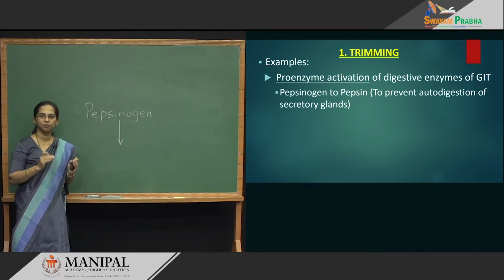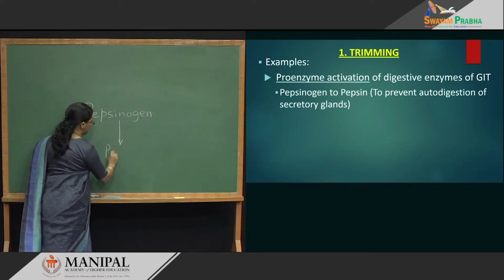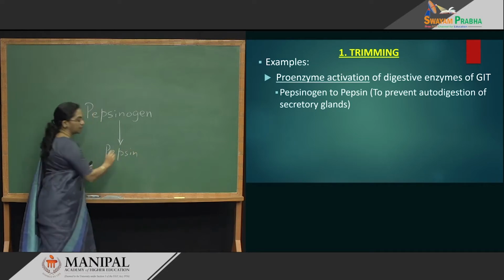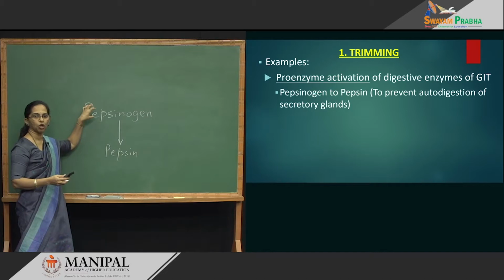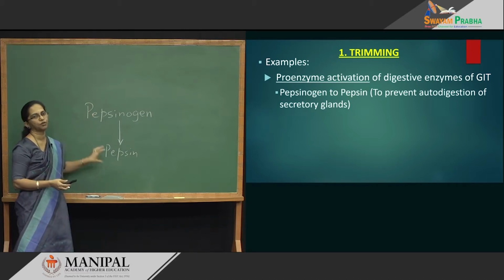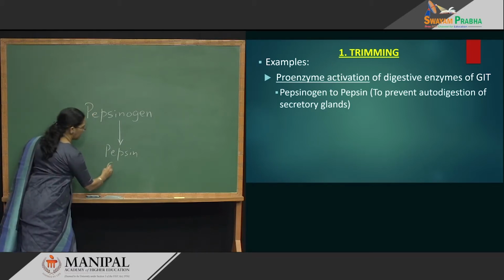When food comes, when protein comes, you activate it into pepsin. How did you do this? The big pepsinogen, you chopped a portion, you trimmed it, you made pepsin. Now, this has become active.